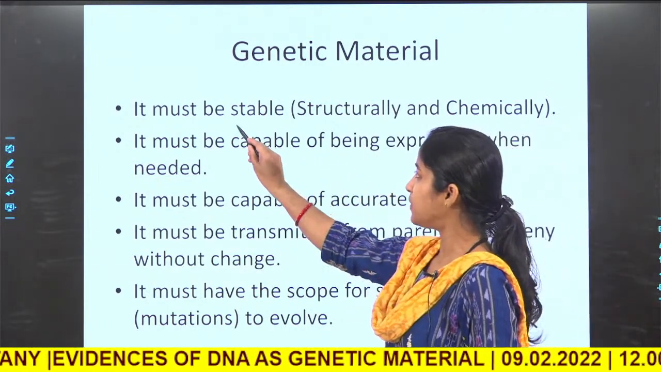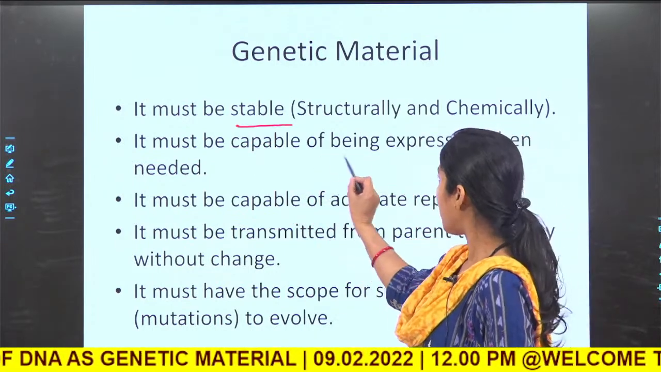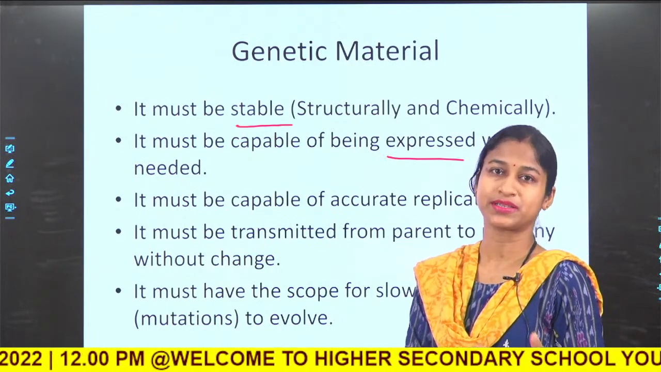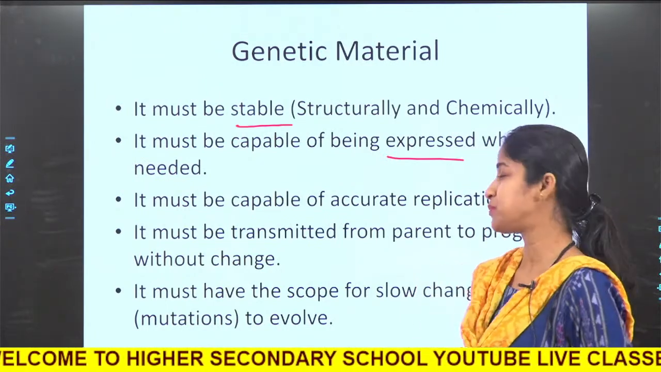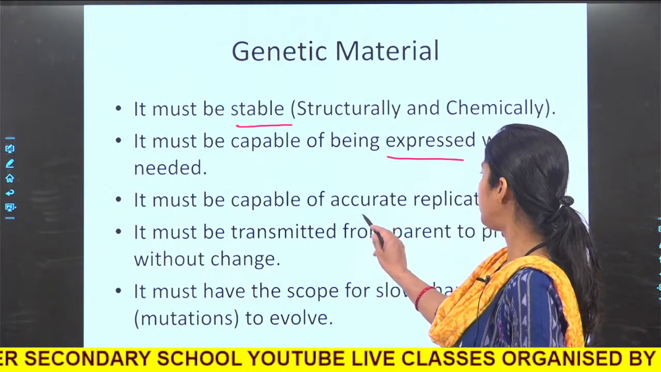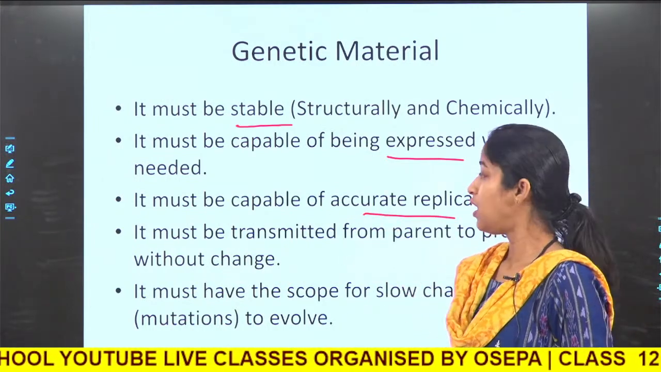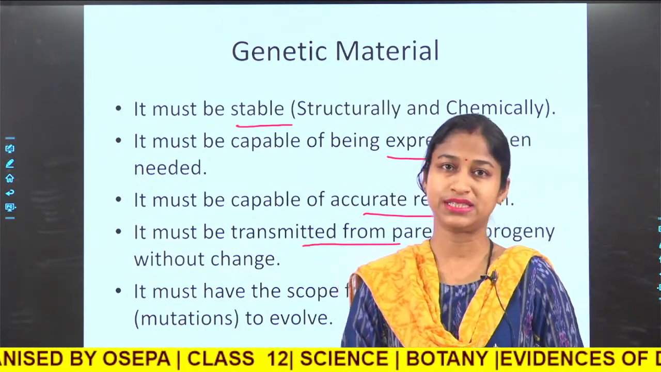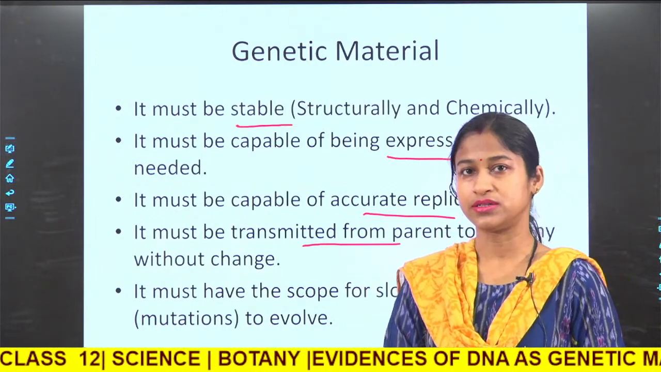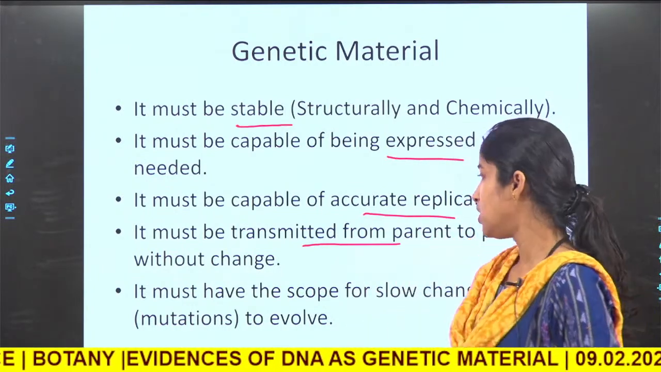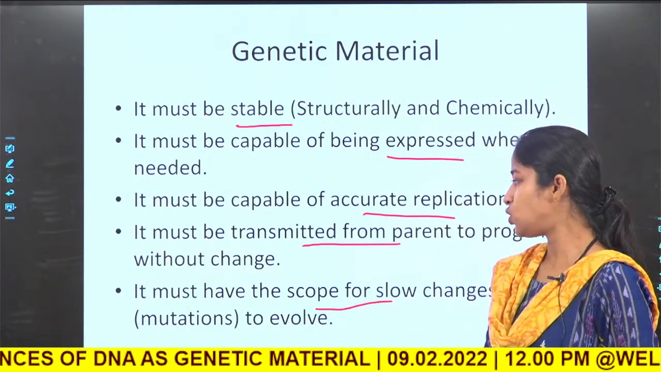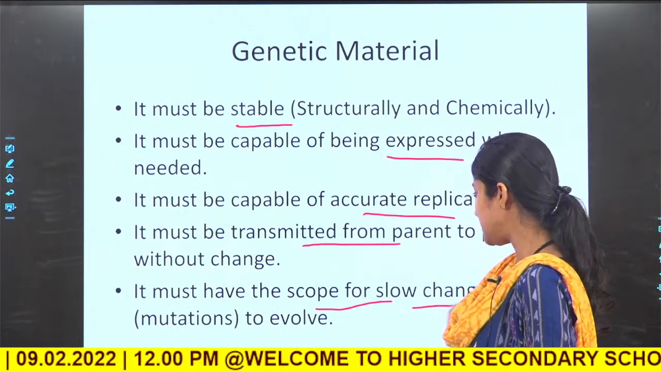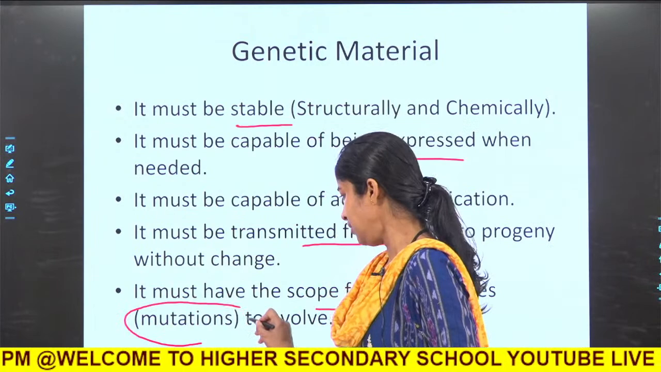One is that it must be stable. It must be capable of being expressed when needed, not that all the time it will be expressed. At the time of need it should express itself. Then it must be capable of accurate replication. It must be transmitted from parent to progeny without any change, and if any change occurs it must be very slow in nature. So, it must have the scope for slow changes to evolve. What are the slow changes? We know that this is the mutation.